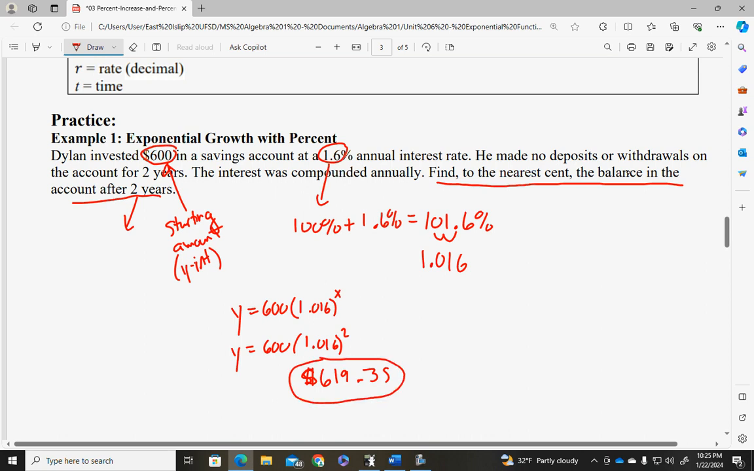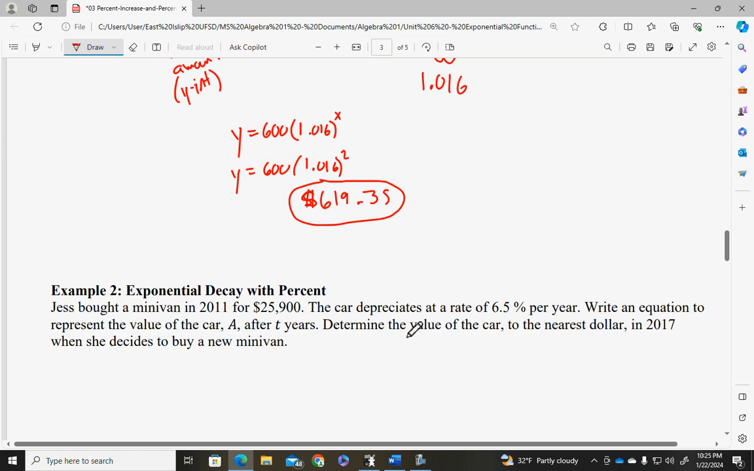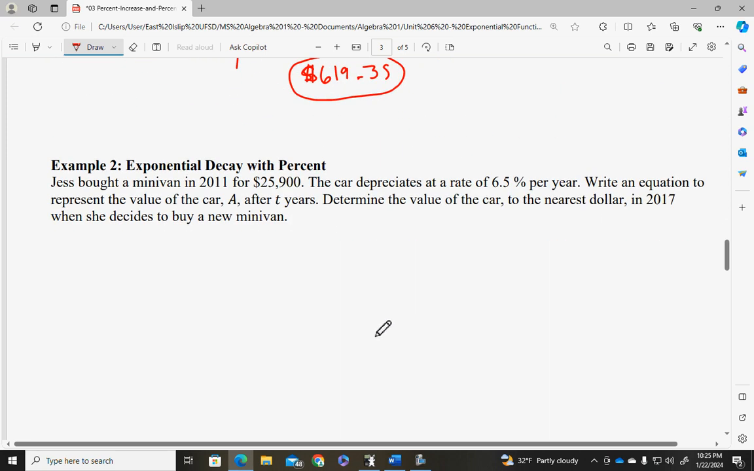$619.35. So this is like what we're in for the remainder of the unit, taking a word problem and writing it as an equation, which is a function, and possibly finding an output given a certain input. Let's take a look at number 2. This is decay. Jess bought a minivan in 2011 for $25,900. The car depreciates. That means it's losing value.